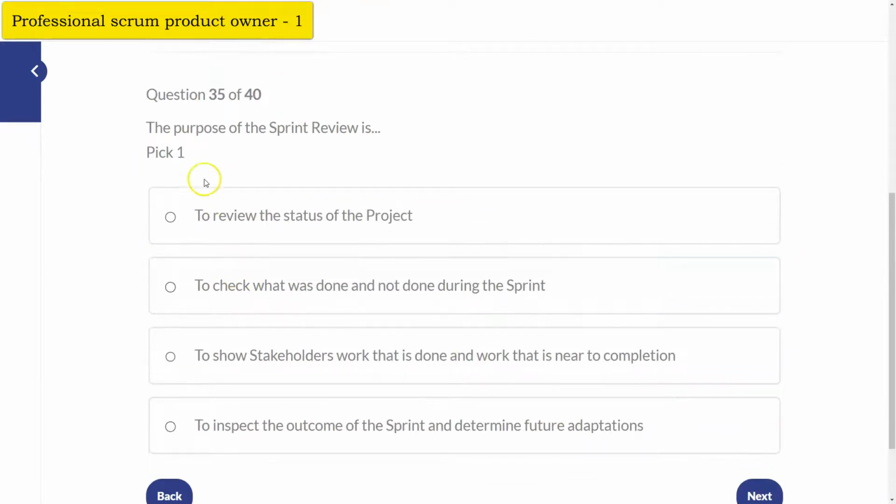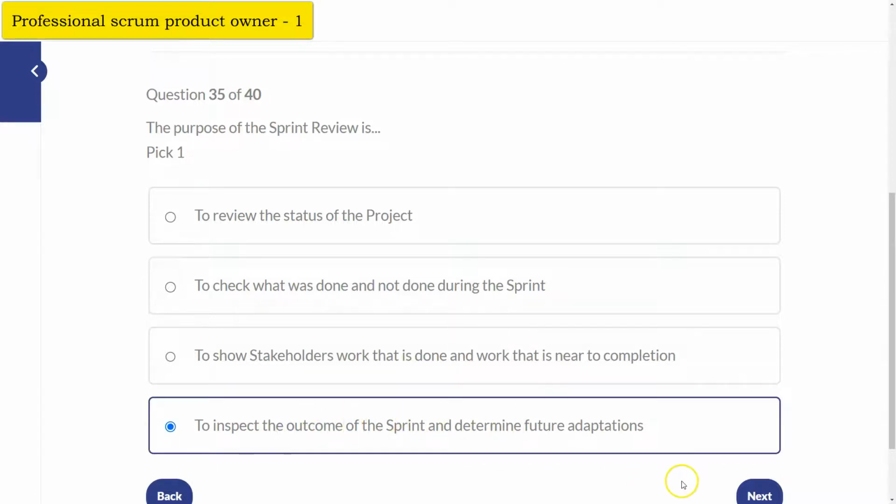Alright. Next question. The purpose of a sprint review is, pick one. To review the status of the project. To check what was done and not done during the sprint. To show stakeholders work that is done and work that is near to completion. To inspect the outcome of the sprint and determine future adaptations. So this is the right answer.